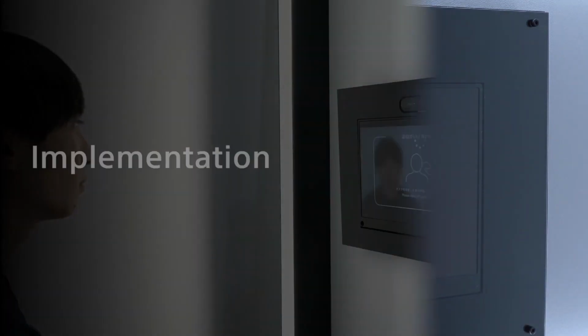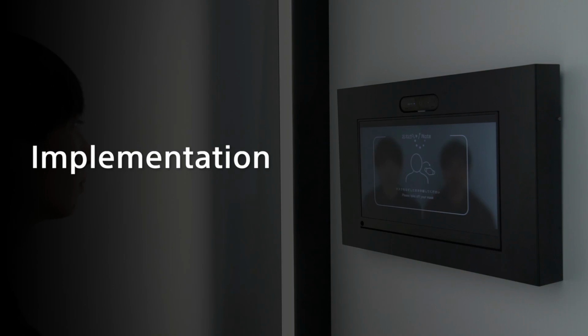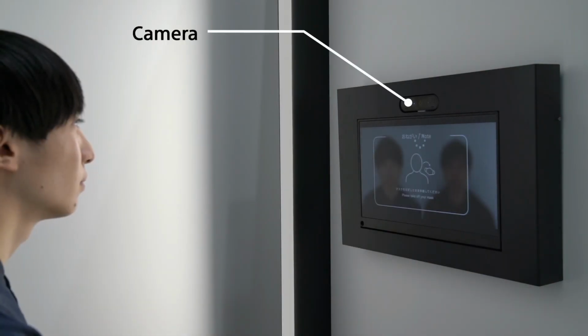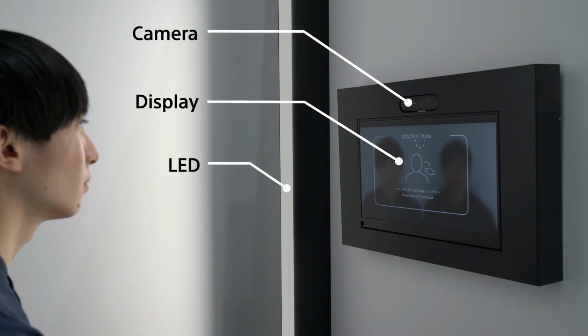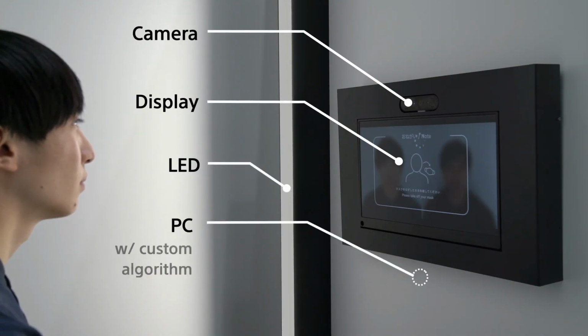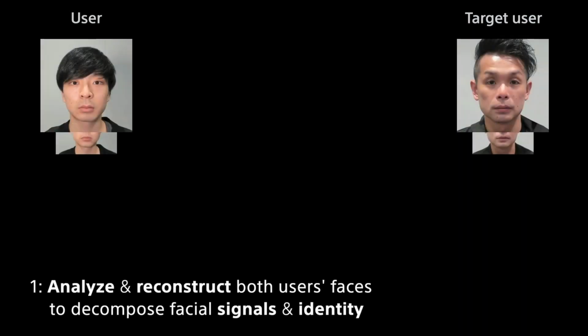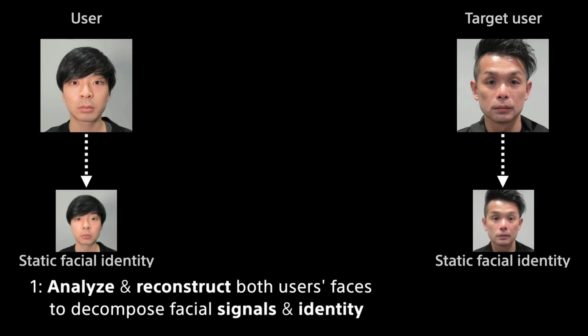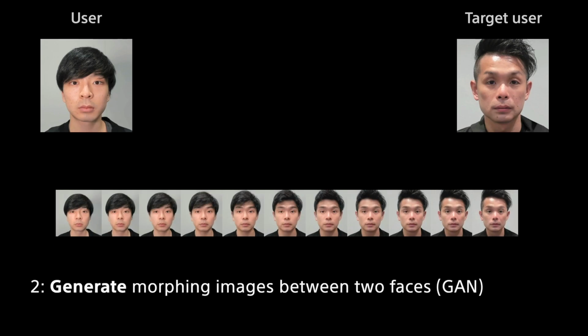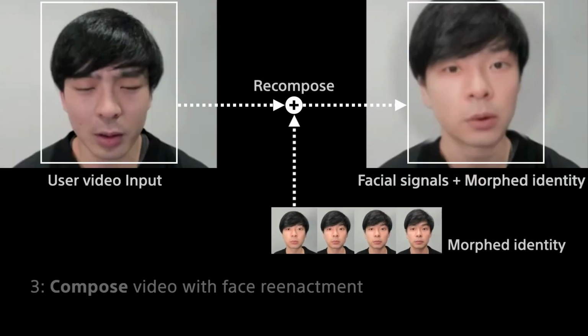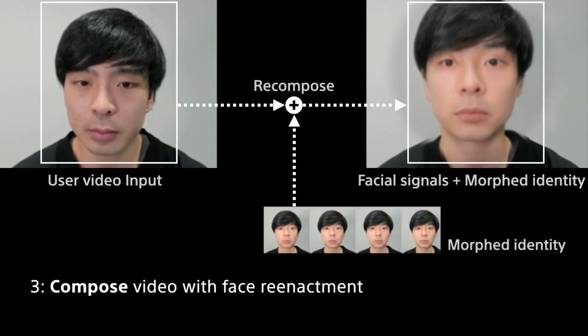Now let me explain an overview of how this system was created. The system is equipped with a pair of webcams, displays, LED bars, and a PC with a custom morphing algorithm. Here shows how our morphing works. The pipeline consists of projecting the user's face onto the latent space, generating a morphing sequence by interpolating the latent vector, and performing real-time reenactment while applying dynamic control to proceed with morphing.